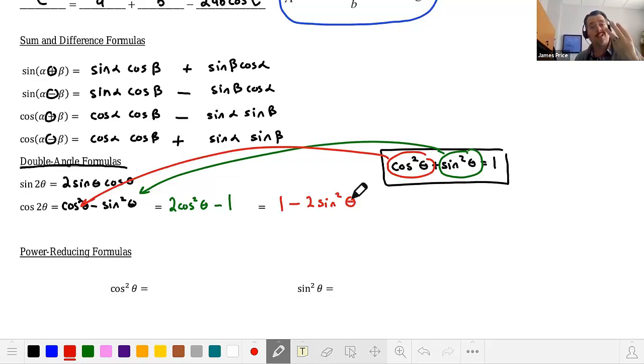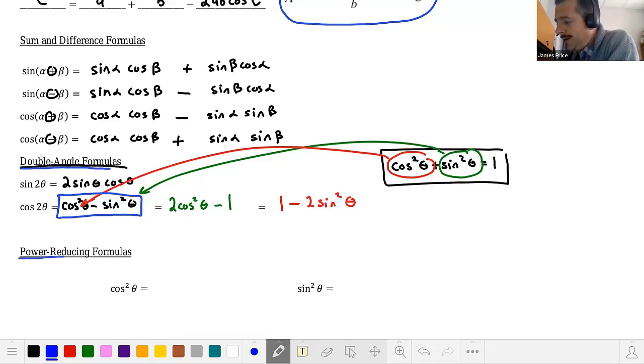And that's the other formula for cosine of 2 theta. So this one's tricky because it's got 3 different versions. Of course, the most important one is this one. And that's the one I use most often. But the other 2 pop up from time to time. And so when you see them, you want to recognize that's really a cosine of 2 theta. And so those are the double angle formulas.